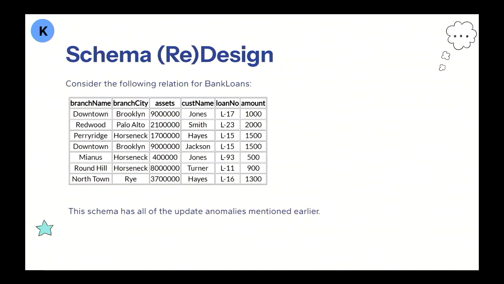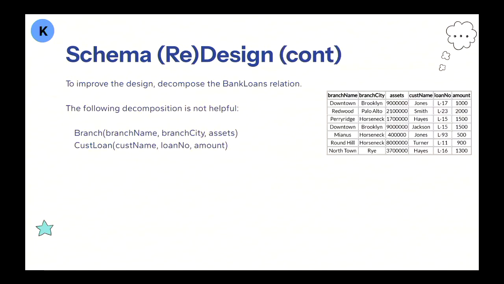So let's use an example here to demonstrate what are the key steps and what's the thinking process. So let's consider the following relation for bank loans. And this schema has all of the update anomalies we have discussed in our last lecture. So all kinds of anomalies appear in this table. So let's try to separate this big schema into smaller ones. So the following decomposition is actually not useful if we separate this schema into two tables. Let's say we separate it into branch and customer loan, and branch contains branch name, branch city, assets. Customer loan contains customer name, loan number, and amount. So why is this decomposition not helpful?